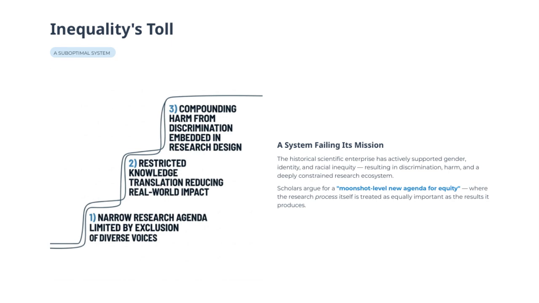This slide highlights that the system we rely on is actually failing its core mission. It's a suboptimal system, one that doesn't serve everyone equally and, in many cases, perpetuates injustice. And the toll of inequality within this system is significant. It limits innovation, distorts findings, and ultimately harms the very progress we're striving for. Recognizing these issues is crucial as we work toward a more just and effective research environment that truly reflects and serves all members of society.